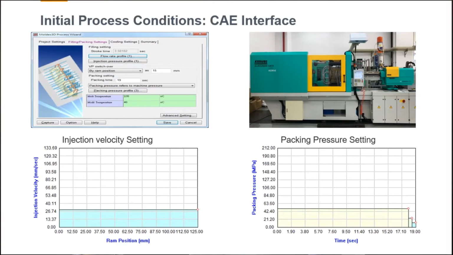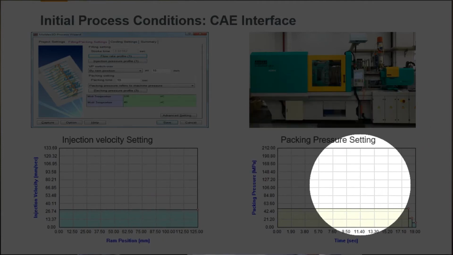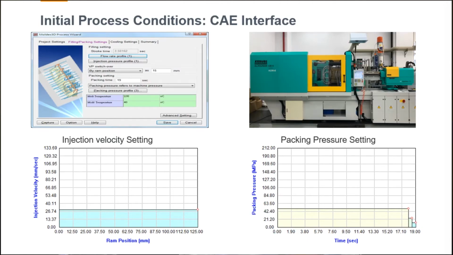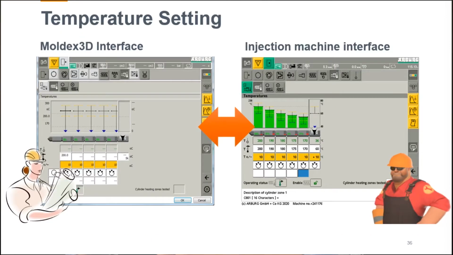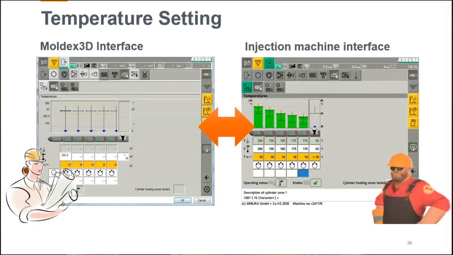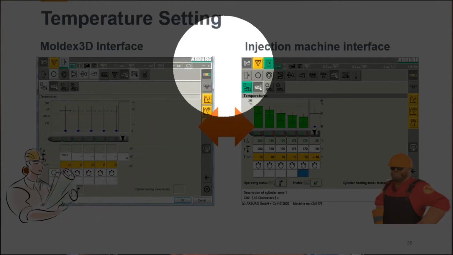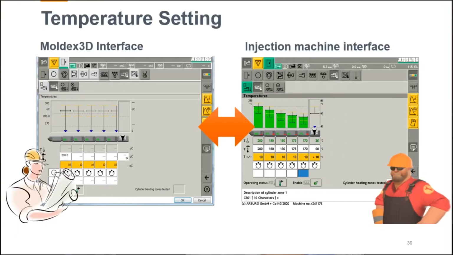one constant injection velocity, one constant packing pressure setting, and inside Moldex3D we transferred these settings to the machine interface. This is the Moldex3D machine interface, and then we can easily pass this information and set it up in the real injection machine. So as you can see, these two interfaces actually look almost identical.